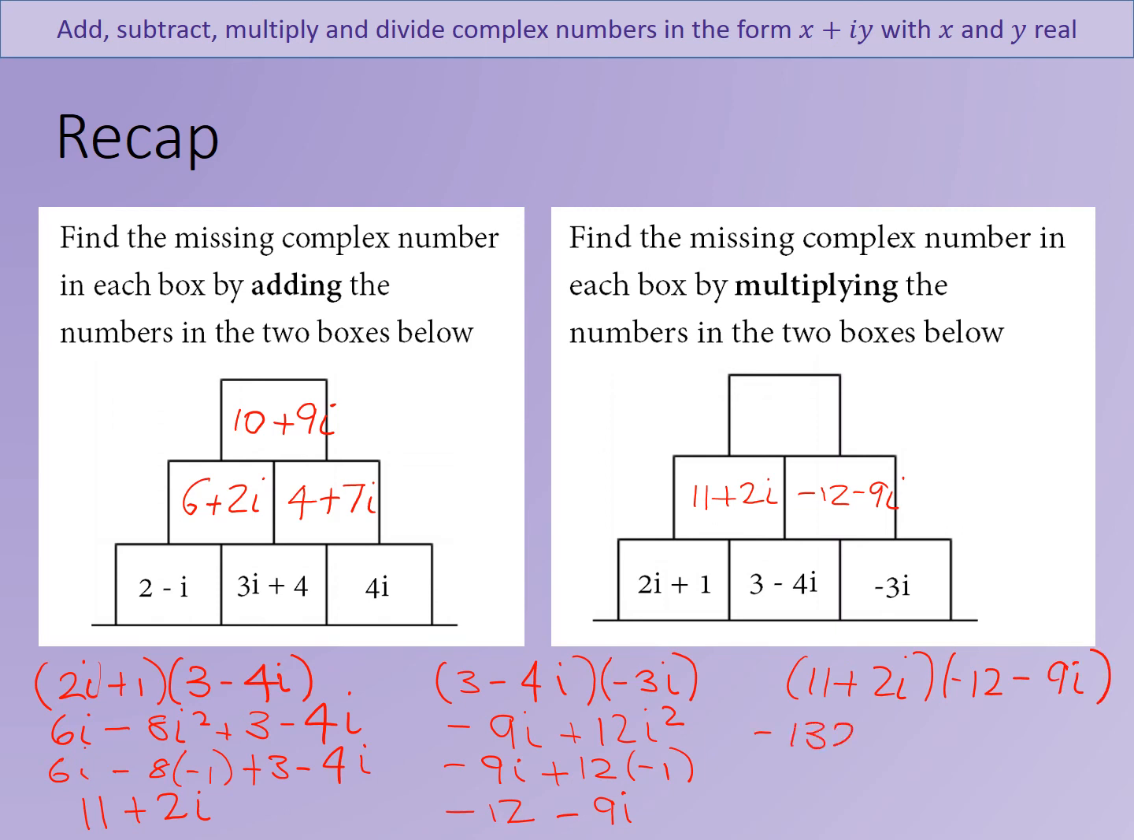So that's minus 132 minus 99i minus 24i and minus 18i squared. Again, substituting in for i squared with the minus 1 and simplifying gives us our answer. Minus 114 minus 123i.